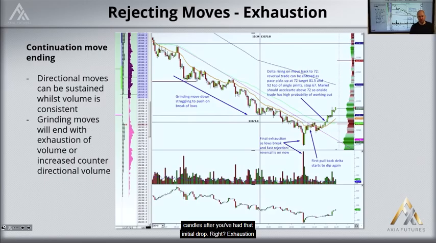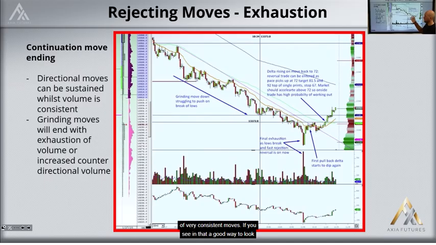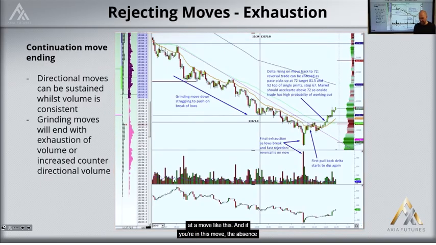Right, exhaustion moves. This is something that if you're not seeing major increases in volume or decreases in volume, so a relatively flat volume on a move, something that you often get on these very consistent moves. If you're seeing that, a good way to look at a move like this, and if you're in this move, the absence of a change in volume should be a good indication to stay in a trade. So it's not necessarily just about volume being sustained or a sustained increase in volume. It's also that in the absence of anything changing, there's also no reason to be out of the trade.